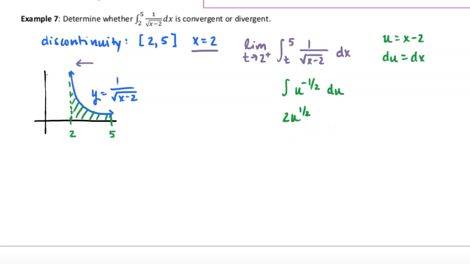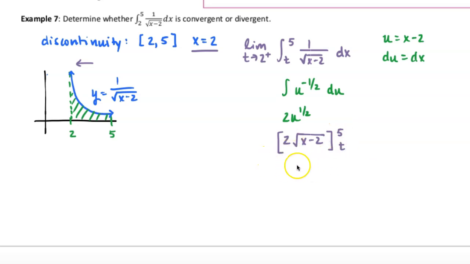And so I'll substitute that x minus 2 back in, and I get 2 times the quantity x minus 2 to the power of 1/2. And let me just actually write that as a square root. So 2 times the square root of x minus 2. Either way, really. And I am taking this from t to 5.